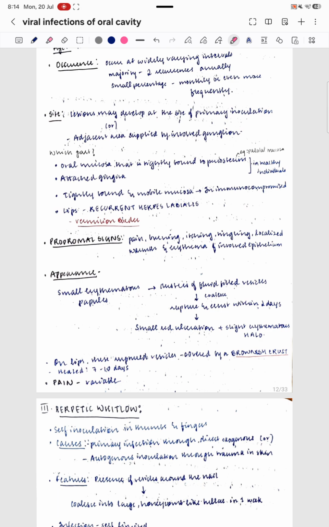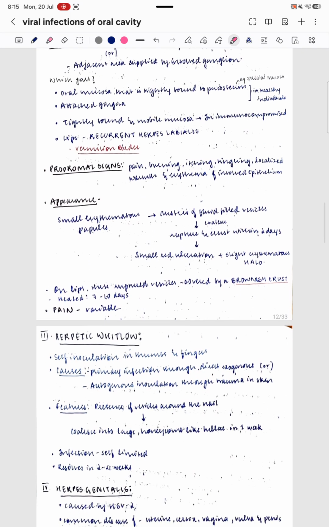Now coming to the oral mucosa, that is tightly bound to the periosteum. So basically its route of spread is the oral mucosa, which is tightly bound to the periosteum: attached gingiva, tightly bound and mobile mucosa, lips, as I gave you an example of, and vermilion border.